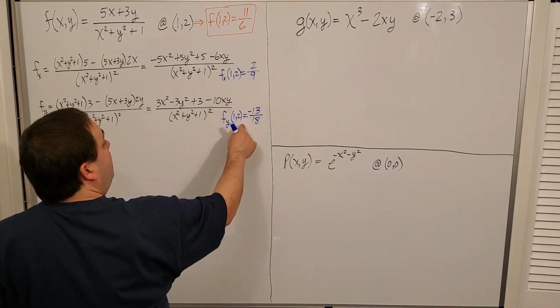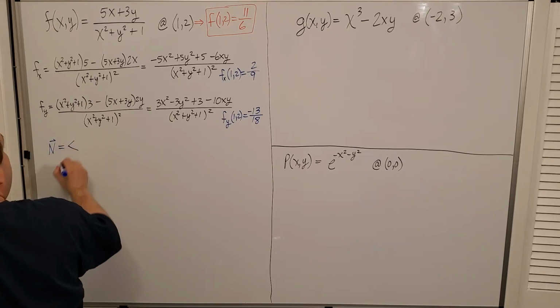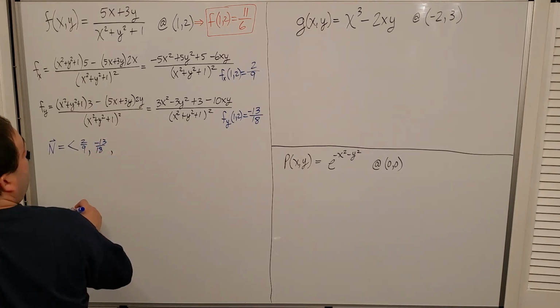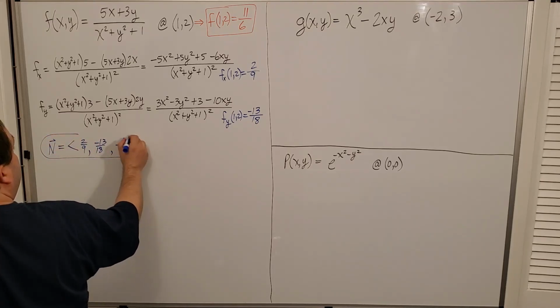Okay, so I've got my derivative pieces, which means my normal vector at that point is going to be the vector 2/9, -13/18, and -1. Right? Got my normal vector.